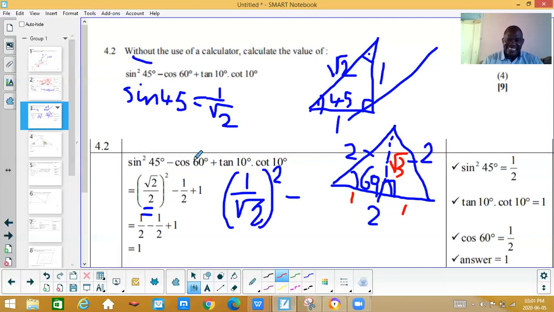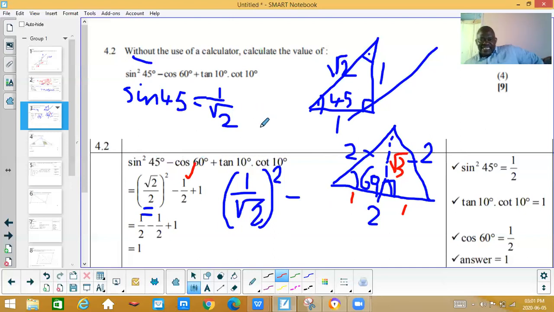Now, cosine 60. Cosine is adjacent over hypotenuse. So this one, minus half, is okay. Minus half is okay.